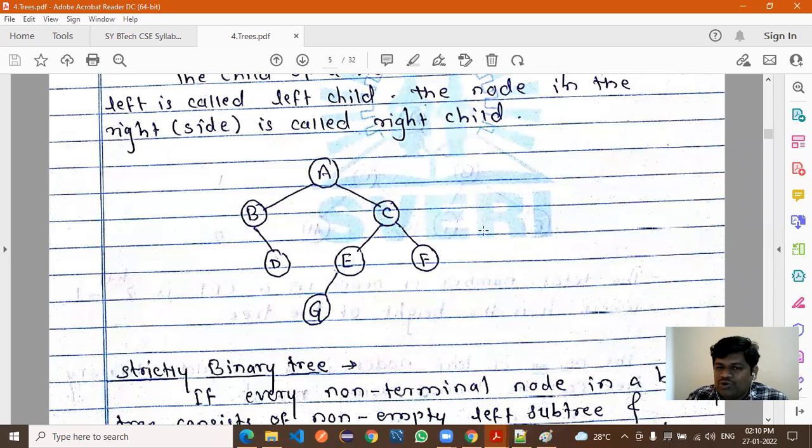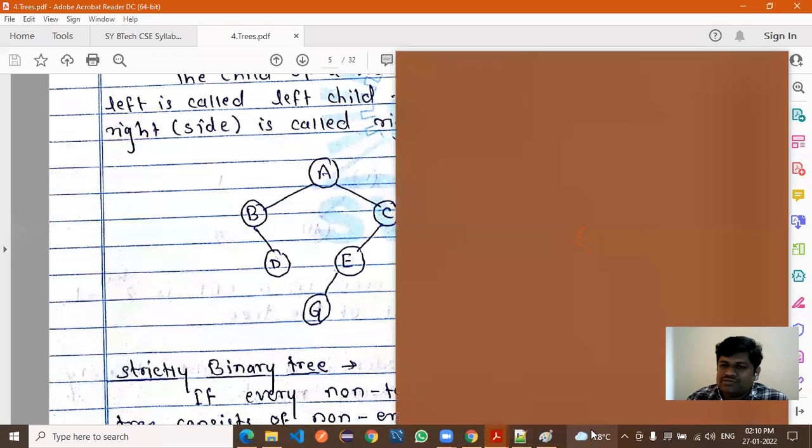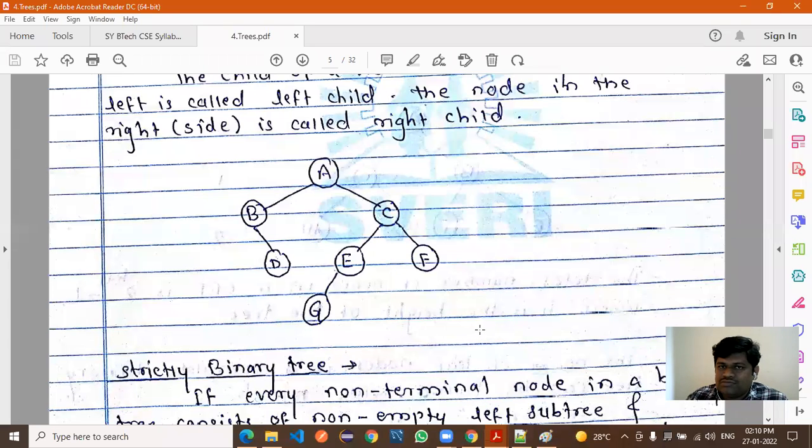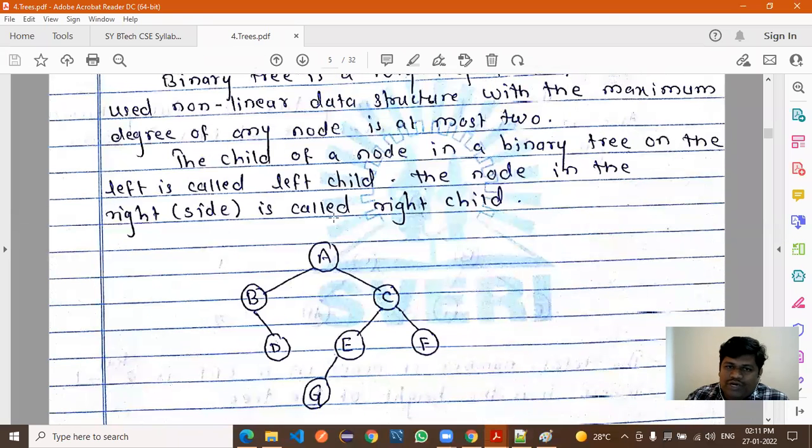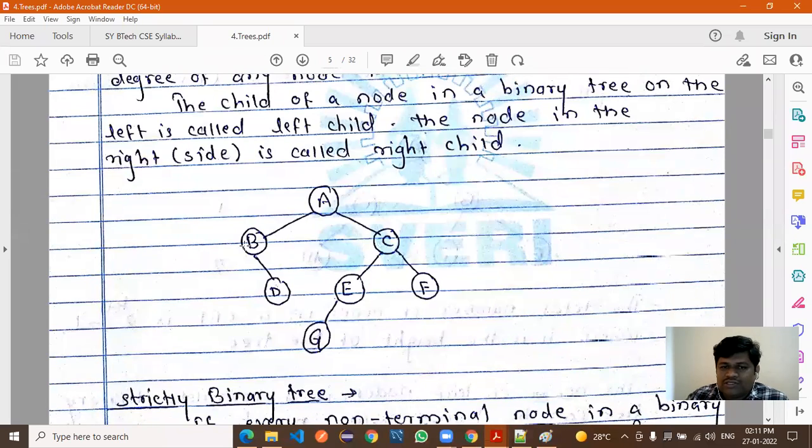So for C only 2. Now suppose here one more child is there, H. So at that time, can we say this is the binary tree? No. Right? But here we are considering the child node either 0 or 1 or 2. So all these three conditions you are considering here.